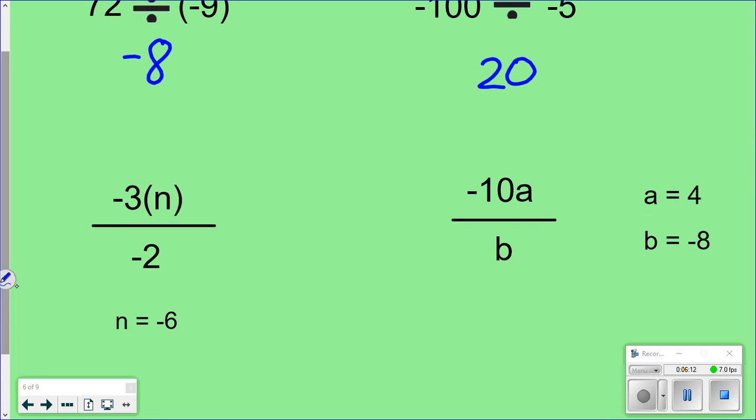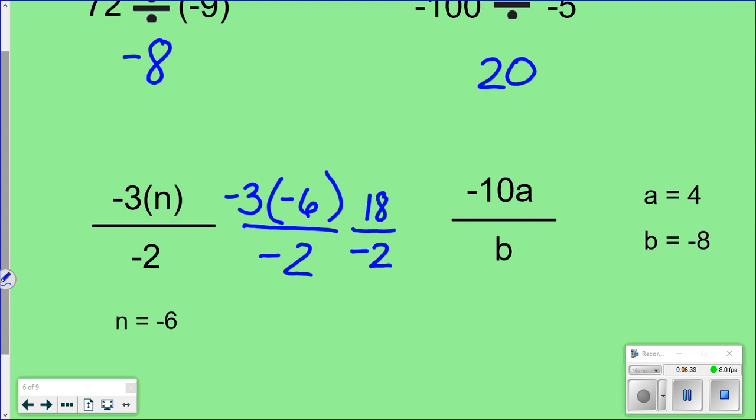Okay, then below, there's some substitution I'm going to do here. So first thing I'm going to do is write in what I know. So for this one, I'm going to take the negative 3 times negative 6. I need to do the top part first, and that's going to give me 18 divided by negative 2. 18 divided by 2 is a 9. And then I'm going to include my negative sign. It's going to be a negative 9.